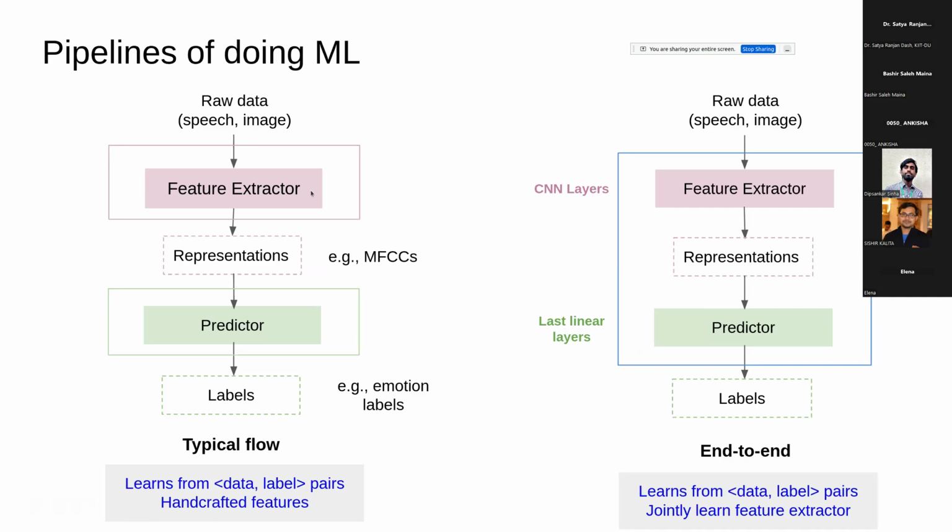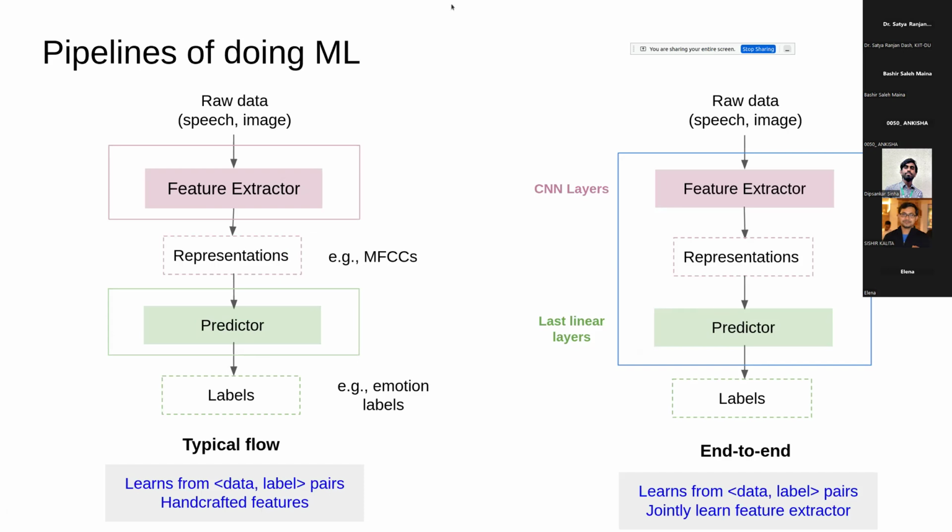So this is the feature extractor, in our case maybe MFCC. We get some representation, which is the MFCCs. Then we feed those MFCCs to some model, it may be SVM, a decision tree, a neural network, anything. Then you train with the labels, because for each speech signal you have one label. So you have pairs of data and label, with handcrafted features.